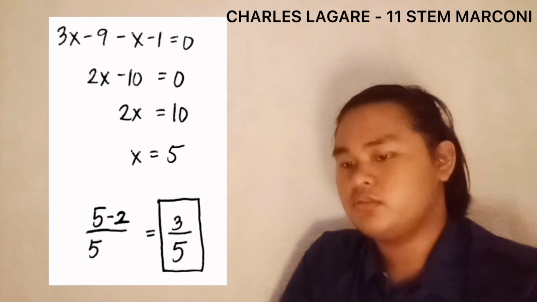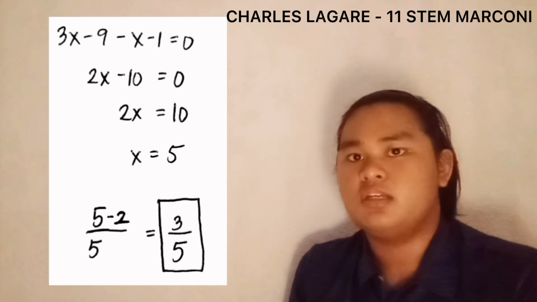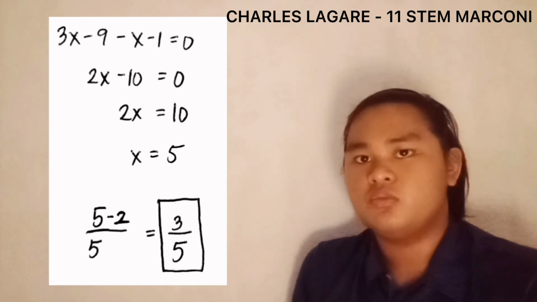So since the x is 5, the numerator is 5 and the denominator is 5 plus 1. And then it is said that the numerator is less than 2 by its denominator, so 5 minus 2 is equal to 3. So the answer is 3/5.